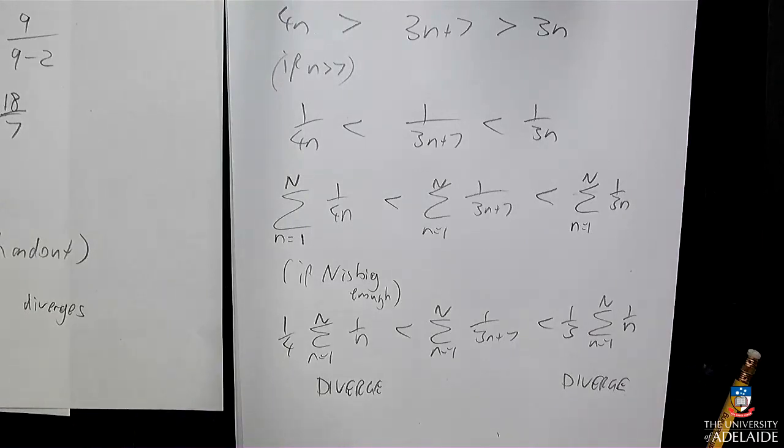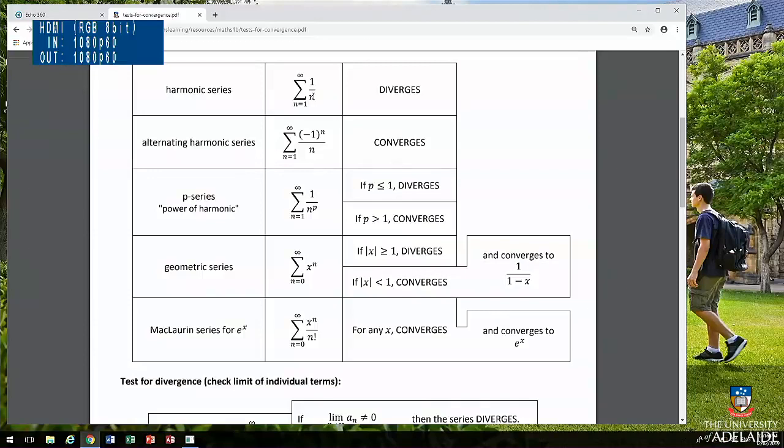When you go back and look at the list of power series, the p series, if it was an n squared, it would converge. So anything that's quadratic on the bottom will converge. So that's basically the idea.